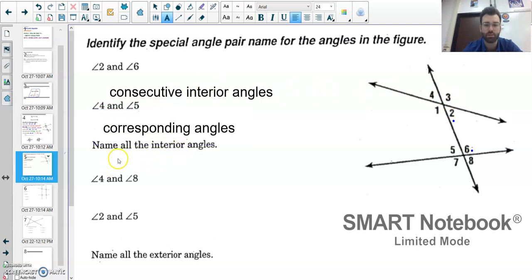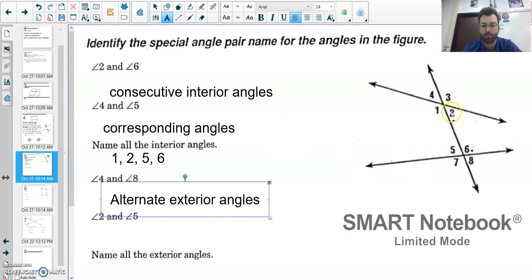Name all interior angles. Well, I'm just going to use the numbers. I can't use the symbols while I'm typing, but you should definitely add the symbols in. Okay, identify the pair of angles. So here's 4 and 8. They're both exterior, and they're not on the same side. So they have to be alternate exterior angles.